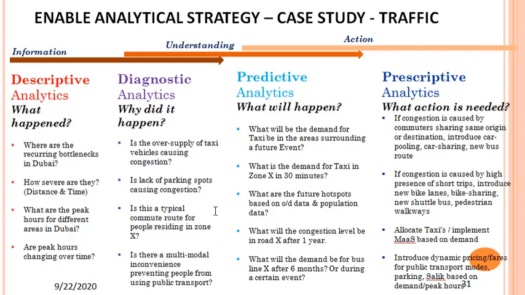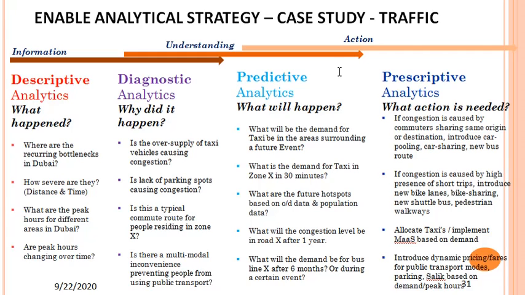Then in predictive analytics, we are trying to see what will happen because of this diagnostic analytics. We are trying to predict the situation or the circumstances. For example, we will be interested to predict what the demand for taxis will be in the area surrounding a future event, or what the demand for a taxi in a specific zone will be for the next 30 minutes or 1 hour. Or what the future hotspots are, based on the old data and population data. We use these things in order to perform predictive analytics.